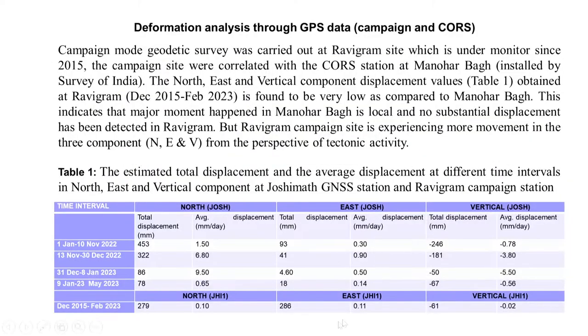This is the documentation of different parameters, like average displacement and total displacement, for the Joshimath station, which is monitored by an installation from the Survey of India. And this campaign station was set up, sorry, acquired by us, and this station provided by the Survey of India is only a benchmark.